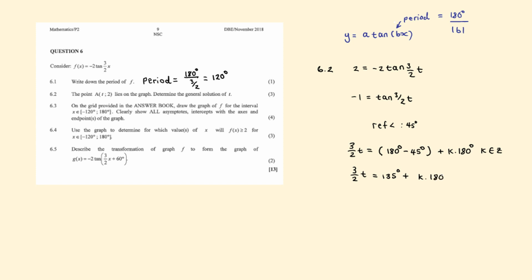Okay, then dividing through by 3/2, this will give us 90 degrees plus k times 120 degrees, k an element of integers. Okay, or the other quadrant where tan is negative is the fourth quadrant. So you then use your reference angle, you subtract it from 360 degrees since that's the reduction formula in that quadrant, making t equal to 210 degrees plus k times 120 degrees.